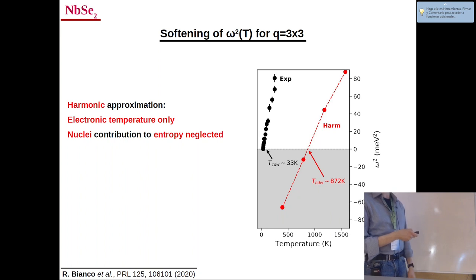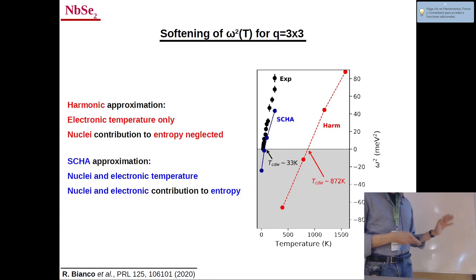You consider the harmonic dynamical matrix, you diagonalize it, and you have this plot. So you see an instability, but you see it at a temperature of almost 900 Kelvin, whereas the experimental one is around 30. As I told you, when you do this kind of calculation, you are neglecting the entropic contribution from the nuclei. So let's see what happens when you do the calculation by using SCHA. And this is what you obtain when you use SCHA.